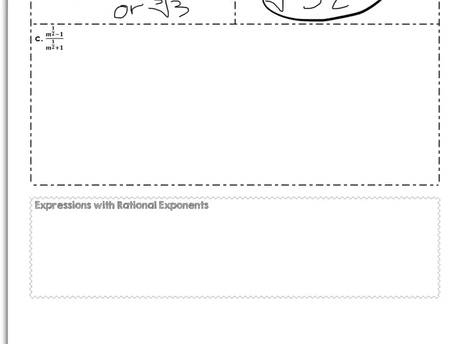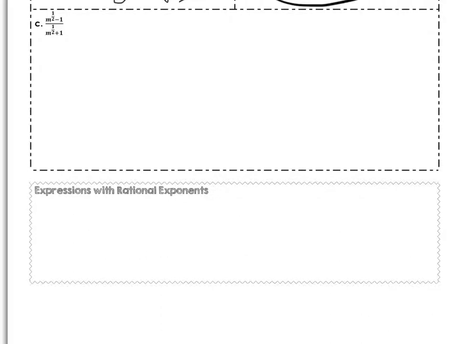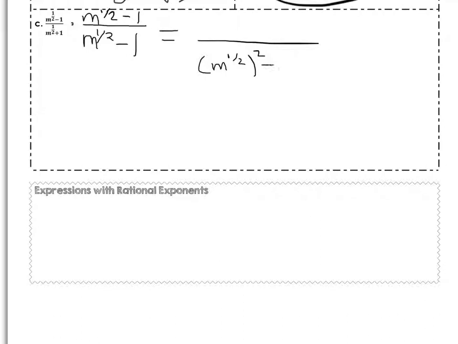All right, now we're getting into a little bit uglier expressions here. But once again, we can't have rational exponents in our denominator. Just like before, we're going to have to multiply by something, and in this scenario, we're going to multiply by the conjugate. So the conjugate here is m to the 1/2 minus 1. And what you're going to do to the bottom, you must also do to the top. Now on the bottom, it produces a difference of two squares, if you recall.